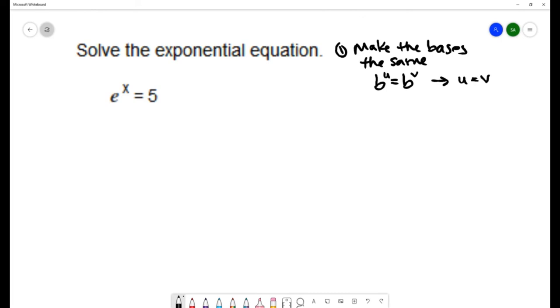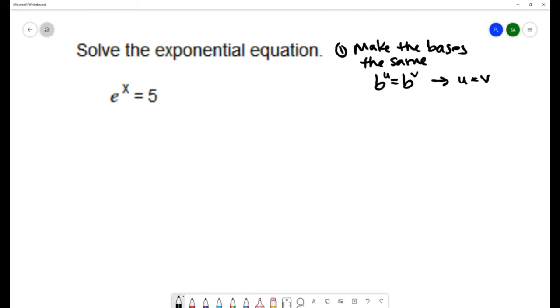Now this is a really nice method. Your answers typically look like nice numbers when you solve with this method, but it doesn't work all the time. You're not always able to make the bases the same. In this example, we can't make the bases the same. We have a base of e on the left, and on the right, we have a 5. We're not going to be able to match those two up. So although this method is really nice, it gives us clean answers, and it's typically simple to do, it doesn't work all the time.